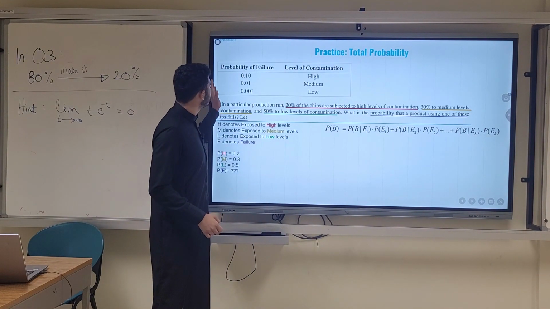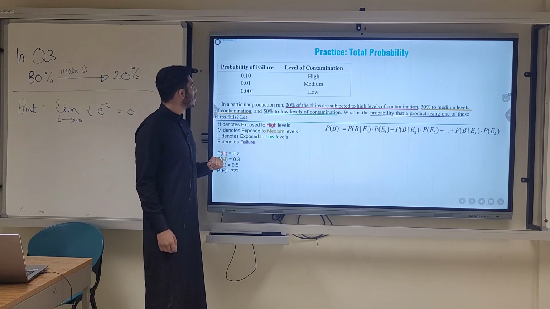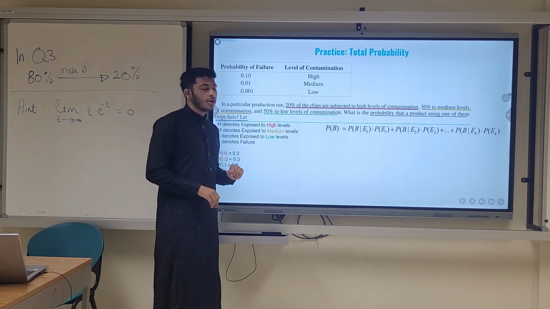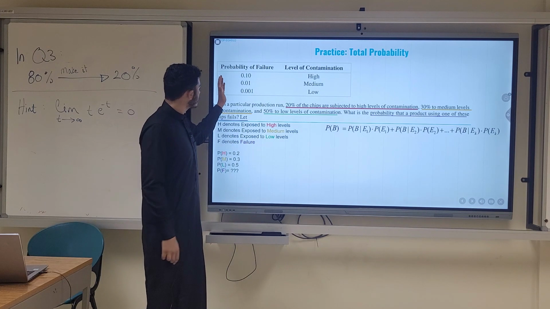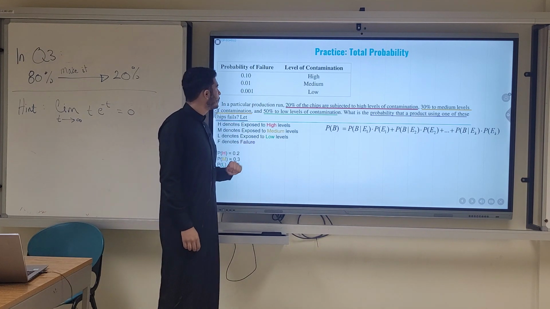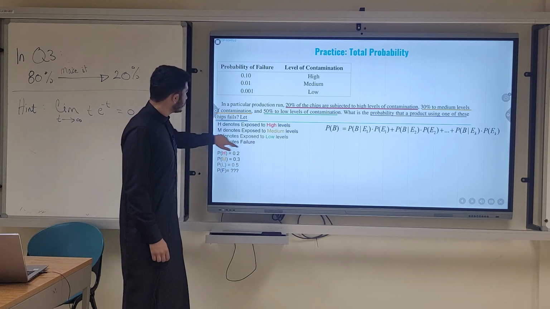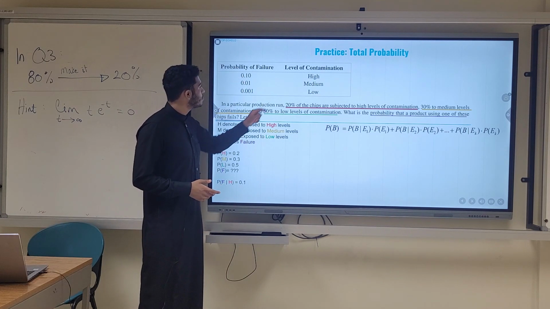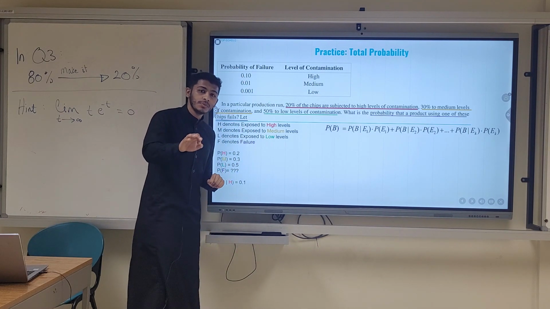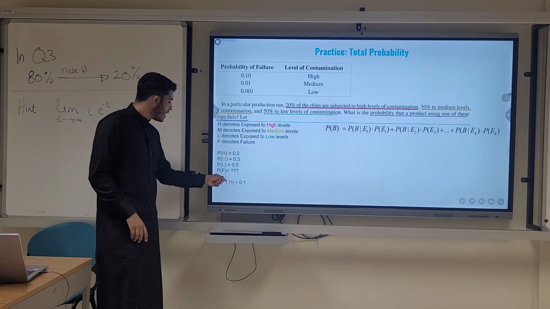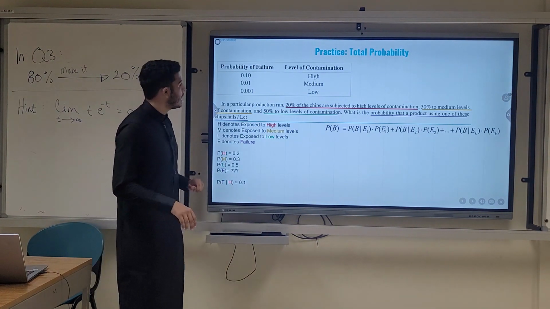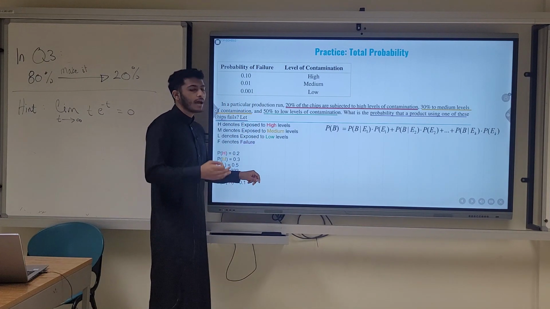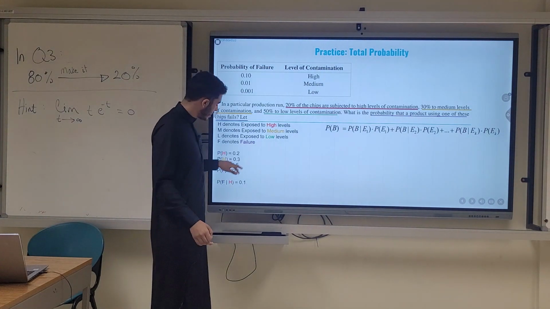In this case, this is demonstrated with the table here. The table has the probability of failure given the level of contamination. As it shows here, it's corresponding: each level of failure corresponds to a level of contamination. So our first level of contamination, and the probability of failure for it, is this one here, which is 0.1 with the high level of contamination. So we can denote it as the probability of failure given the high level of contamination. And the same goes for the rest. As we can see, 0.01 for medium. So it's the probability of failure given that we know that the chip has a medium level of contamination.